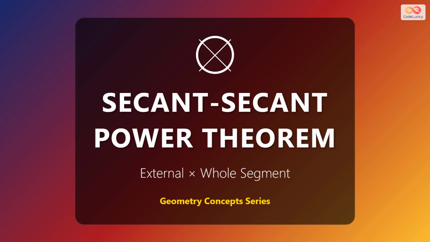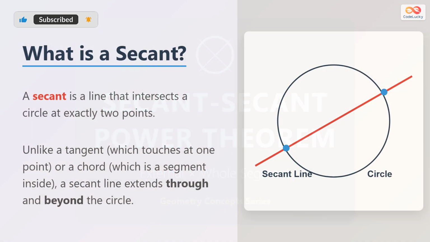Today, we are going to master the secant-secant power theorem. It sounds complex, but it is actually a very simple relationship involving lines and circles. First, let's define what we are working with. A secant is a line that cuts through a circle, intersecting it at exactly 2 points. This is different from a tangent, which only touches the circle once, or a chord, which stays inside.